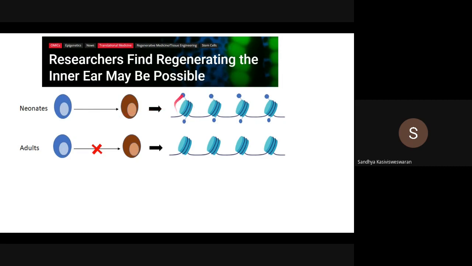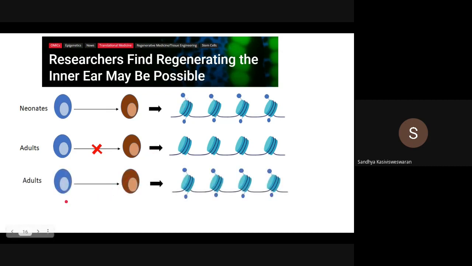So they inhibited the loss of this epigenetic mark. They inhibited the loss of the primer. And what they got were adult cells that had these epigenetic methylation marks and could differentiate into hair cells. So they've done it. They've realized that adult cells cannot differentiate into hair cells because of the absence of these epigenetic priming marks, as they call it.